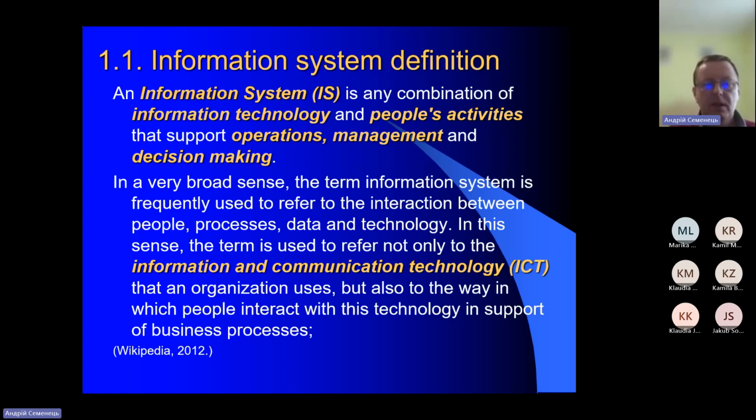Okay, let's proceed. In general, an information system is considered a combination of information technologies and people's activities that supports operations, management, and decision making. More widely, the term information system is used to refer to the interaction between people, processes, data, and technologies. So here are its key points. Sometimes people think information systems are only computer systems. No, it's important to understand the interaction between all three: it has to include all the information and technology components as well as the human activities involved at every time.